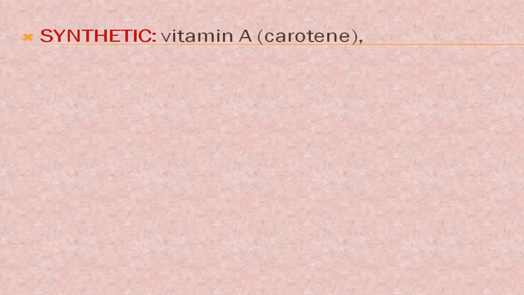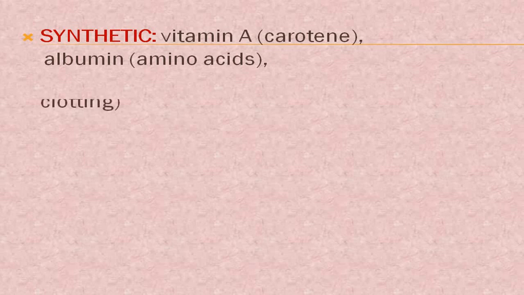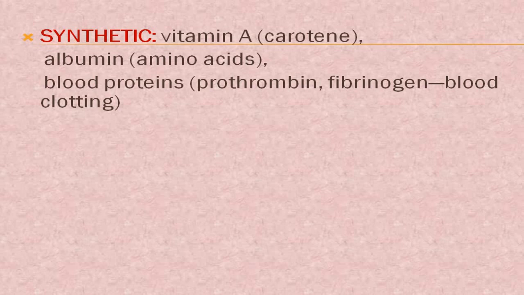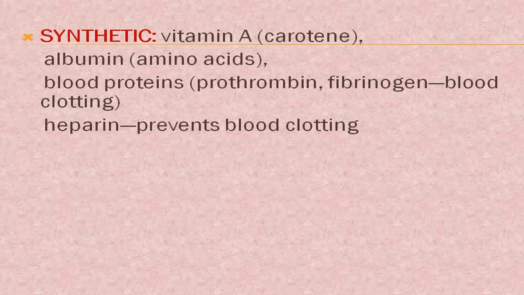Another function of the liver is synthesis, that is synthesis of vitamin A from carotene. It also synthesizes proteins, albumin from amino acids, and blood proteins, that is prothrombin and fibrinogen. Prothrombin and fibrinogen help in blood clotting. Another protein, heparin, prevents blood clotting.